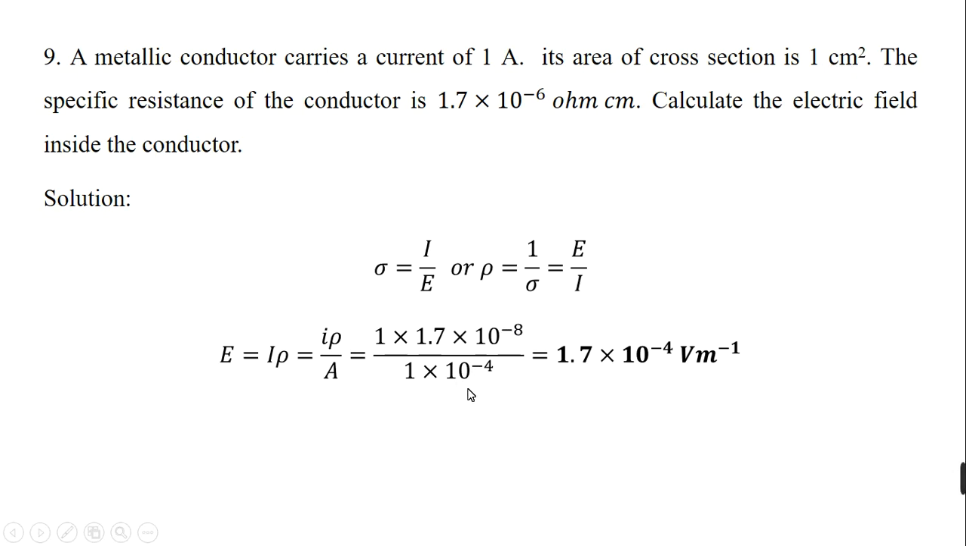So meter square means 10 raised to minus 2 whole square, or simply you write it as 10 raised to minus 4. So do the calculation. You will get electric field as 1.7 into 10 raised to minus 4. The unit of this one is volt per meter. Unit of electric field is volt per meter.